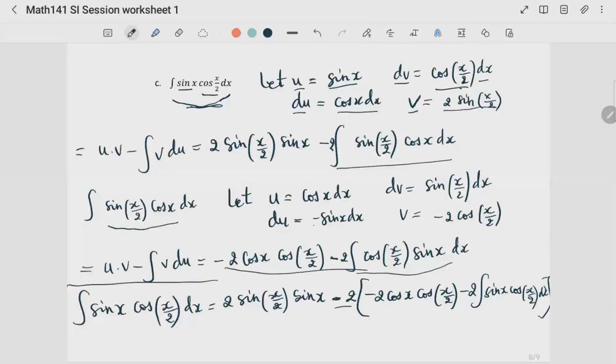which will be equal to u times v, which is just 2 sine x over 2 times sine x.